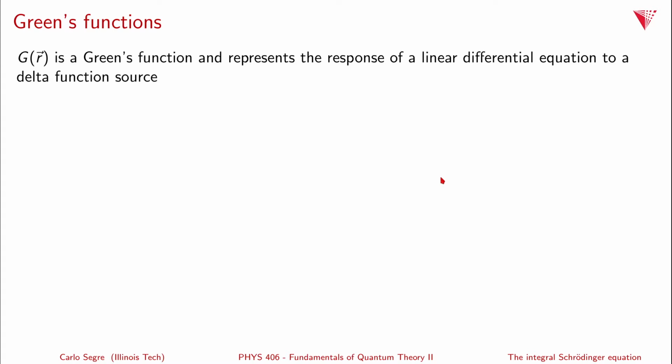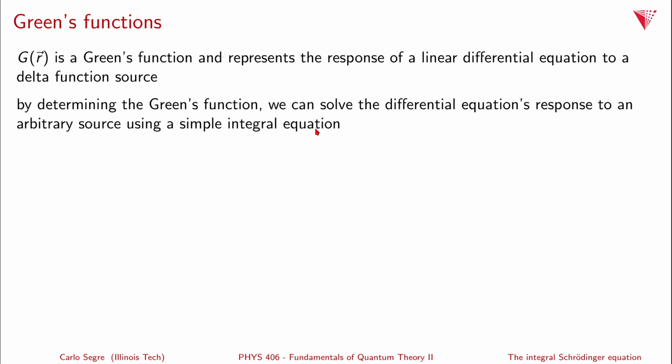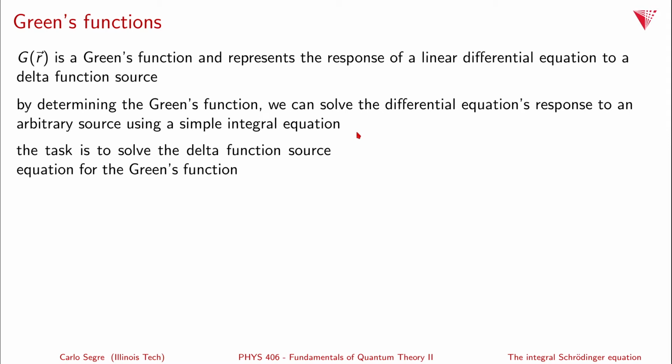Now, g of r is called the Green's function, and it represents the response of a linear differential equation to a delta function source. When you determine the Green's function, you can then solve a differential equation's response to an arbitrary source using a simple integral equation. This is a generalization of what I just explained in the last slide. The task then is to solve the delta function source equation for the Green's function, and then apply the simple integral equation to get the full solution.